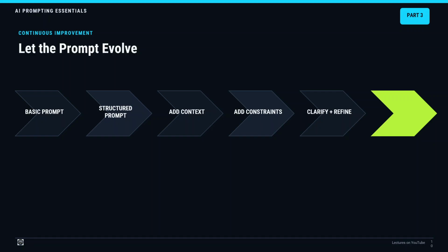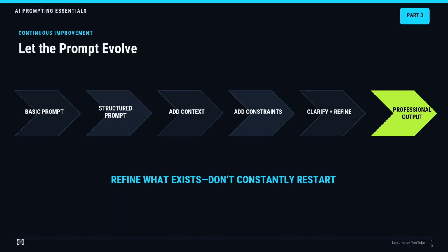The prompt may evolve through stages. Basic prompt, structured prompt, additional context, additional constraints, clarification, and refinement, professional output. The most effective users do not constantly discard their work and begin again. They refine what already exists. Refinement is often faster and produces better results than restarting.